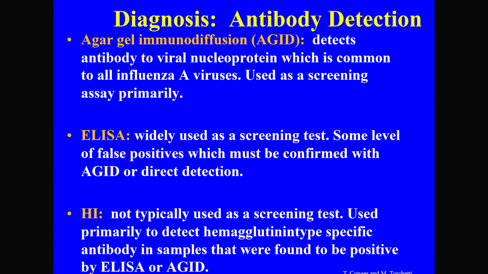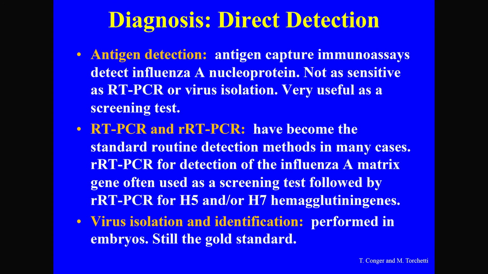Then we have an ELISA test, enzyme-linked immunosorbent assay. This is widely used as a screening test as well. There can be some level of false positives with this test, which have to be confirmed with either direct detection or agar gel immunodiffusion. And then the HI test, hemagglutination inhibition. Not typically used as a screening test, it's used primarily to detect a hemagglutinin type specific antibody in samples that are positive either from ELISA or agar gel immunodiffusion.